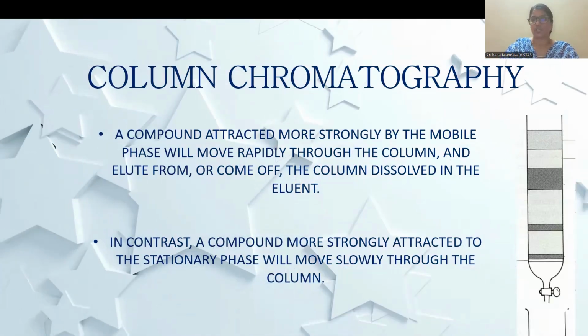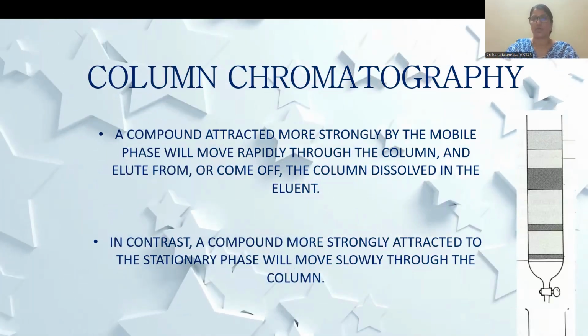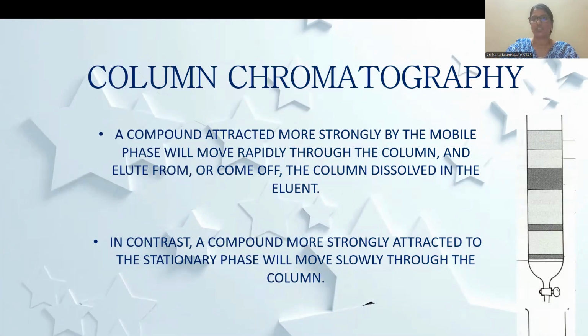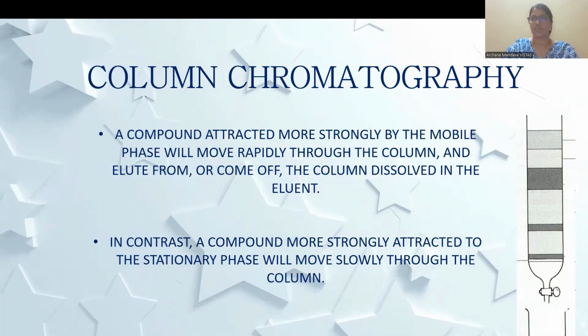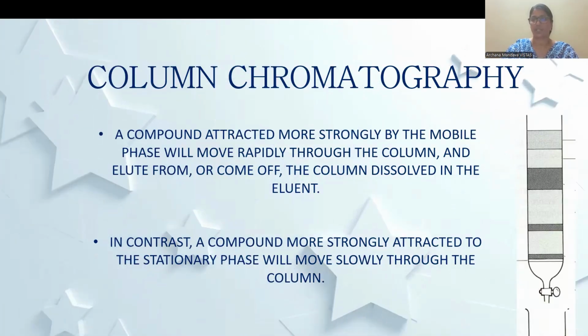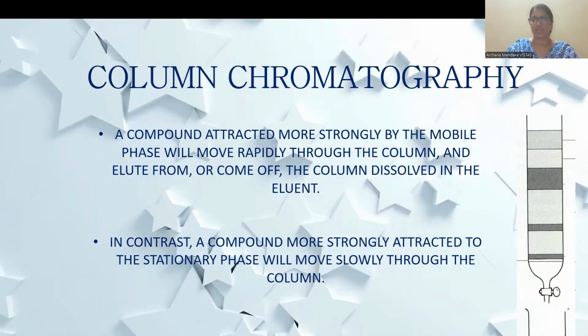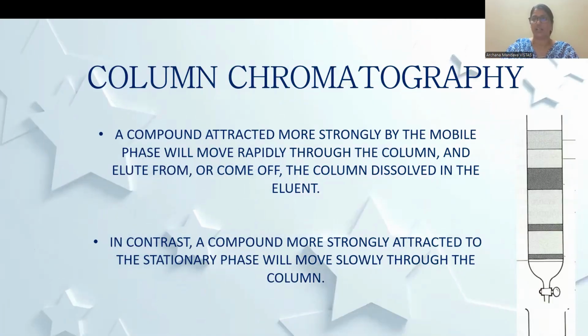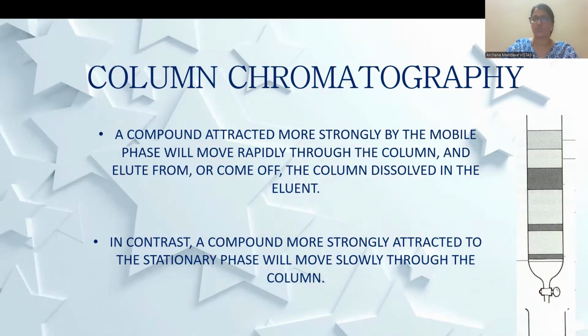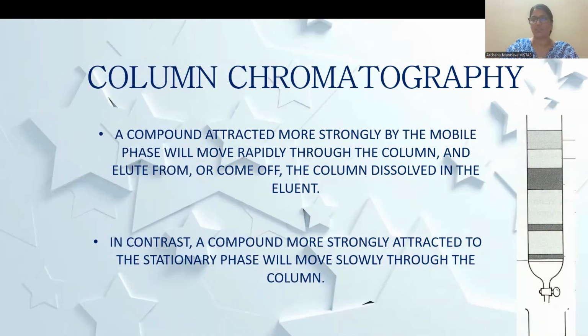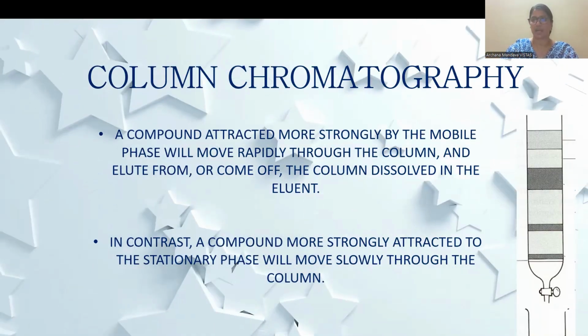So coming to what is the principle, again adsorption. So how does this work? The compound which is strongly attracted towards the stationary phase will be retained on the surface of the column material, that is adsorbent, for a longer period of time. Whereas the other components which are having less affinity or less attraction towards the stationary phase will pass through the column in a very fast manner.